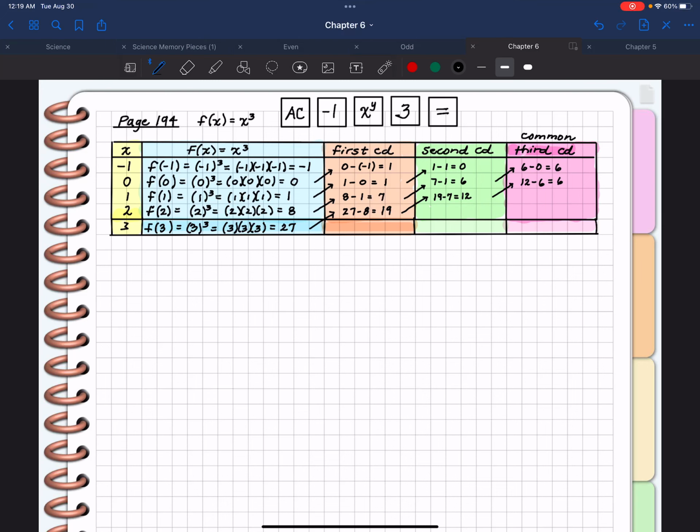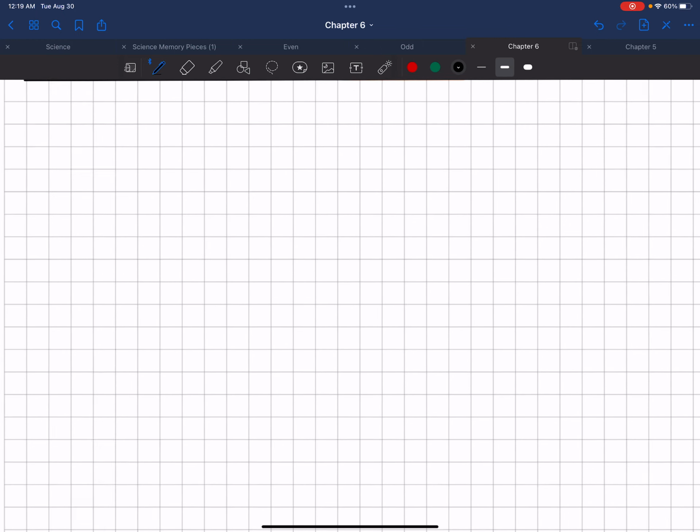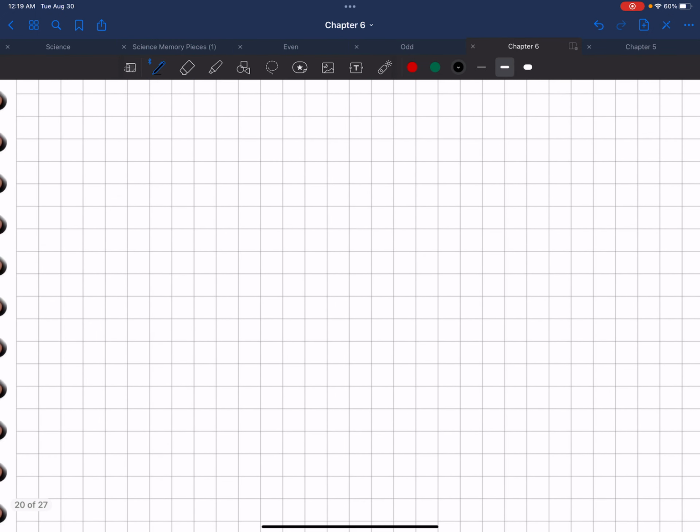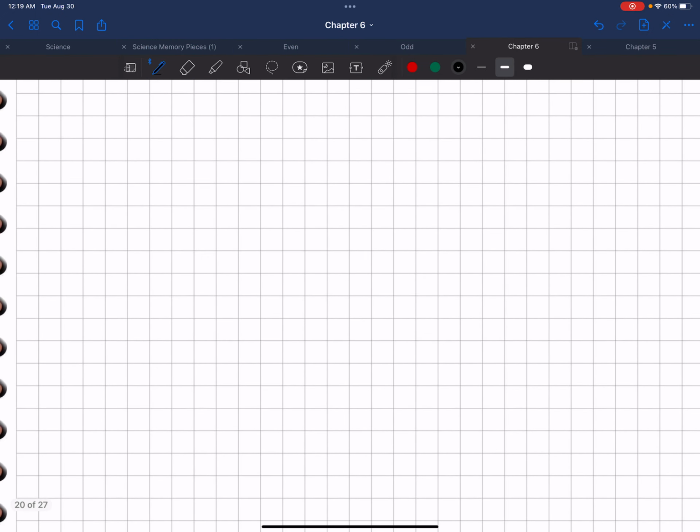There is one more example on page 194 that I want to show you. So let's look at page 194. I'm not going to number that again. Let me just give you the function that we're going to use. Actually, let's go ahead and just draw the table and we'll put the function in there. So we're going to go long again on this one.